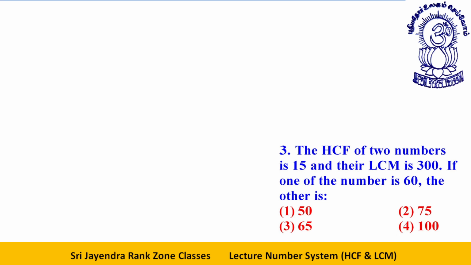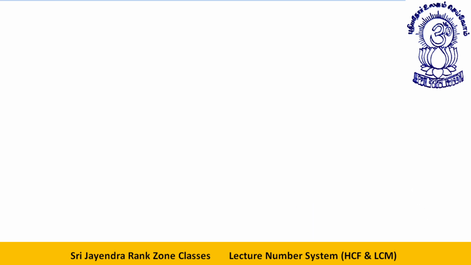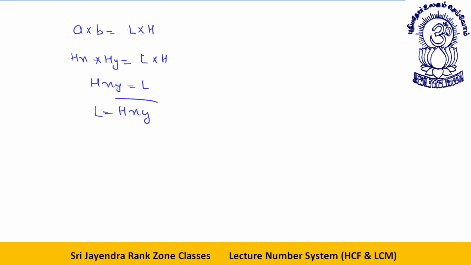Now we will be starting with one more exercise, next type. Now let's start with what we have discussed earlier. Let me remove this portion, I don't really require this photo. As we have already discussed, A into B is equal to L into H, from where we discussed Hx into Hy is equal to L into H, or what do we get? Hxy is equal to L. Now we will be doing questions based on this particular thing. Okay, dear students, let's start.